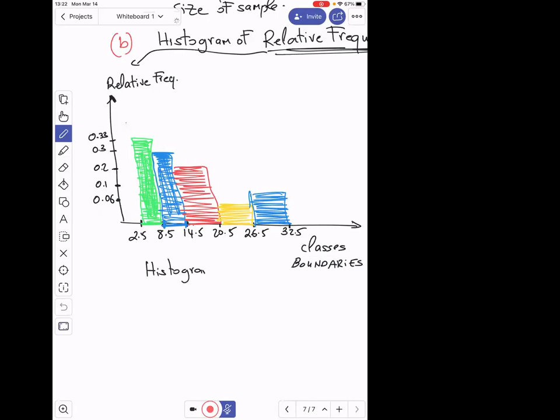Actually, it's not in the problem here, but if you want, you can describe the shape of the histogram, right? The classes on the left side have the highest relative frequencies, so this histogram would be skewed to the left, right? Anyway, it's not in the problem. And so you have to draw the histogram and the ogive, right?